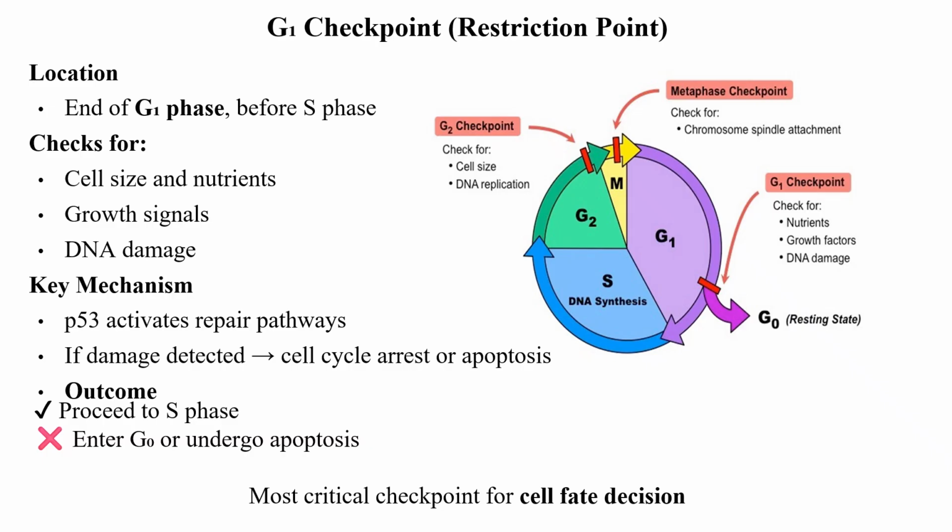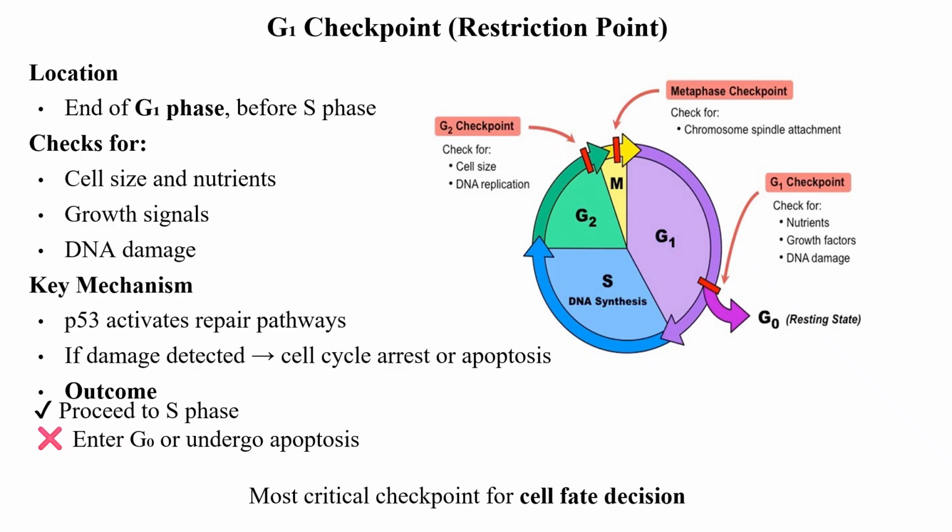So before the S phase, what do they check? They check whether the cell size is sufficient, whether the nutrients required for replication are sufficient, and whether growth factors and growth signals are sufficient. So they check for nutrients, growth factors, and DNA damage. The key mechanism here is that the protein P53 plays an important role in this G1 checkpoint.